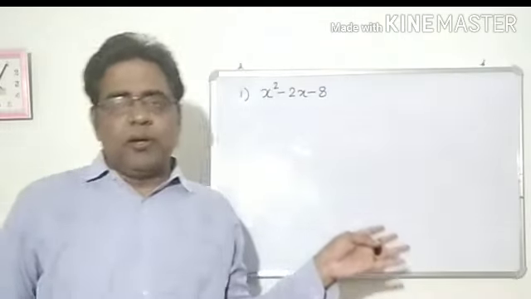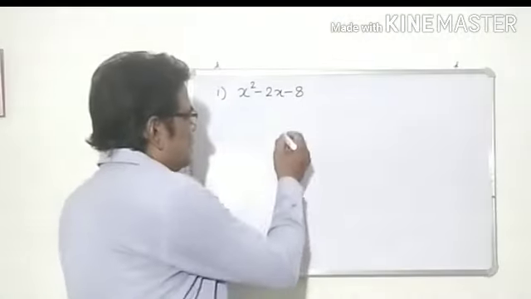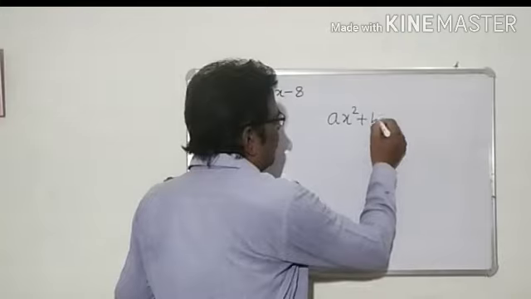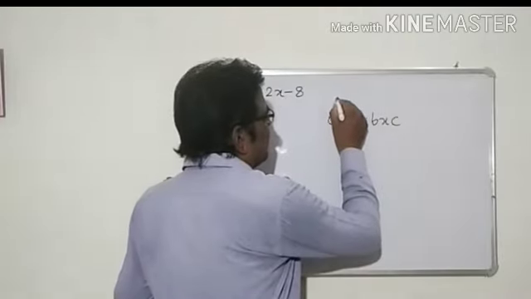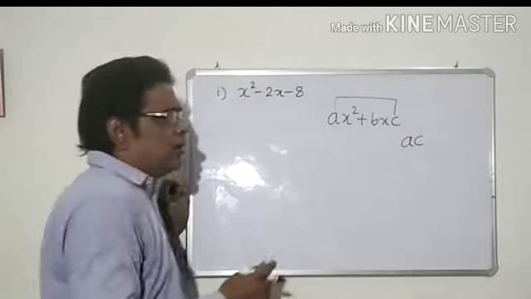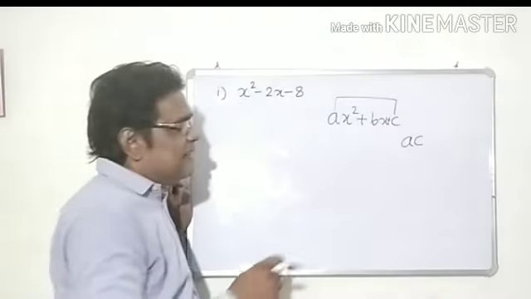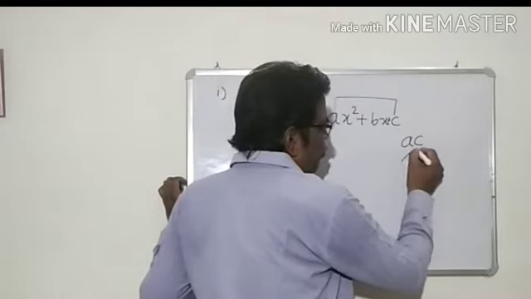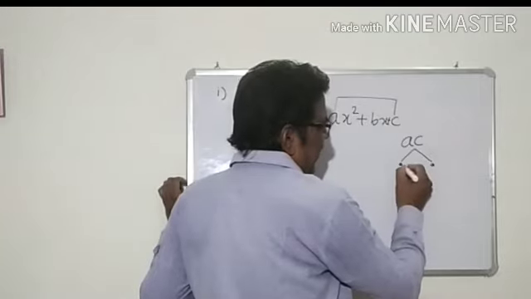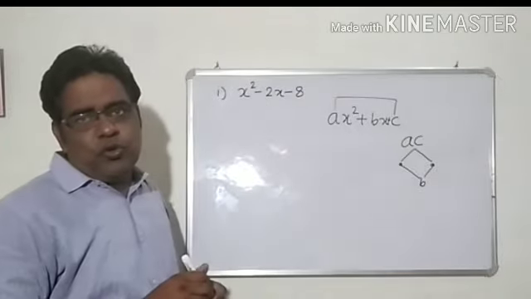So how to split the middle term? For this, one thing you can do is, if you have the quadratic polynomial of this form, this first and this last multiplied, that is the product of AC, will be your product, and this AC you have to split in two parts such that when this part and this part are added, you should get the middle term.